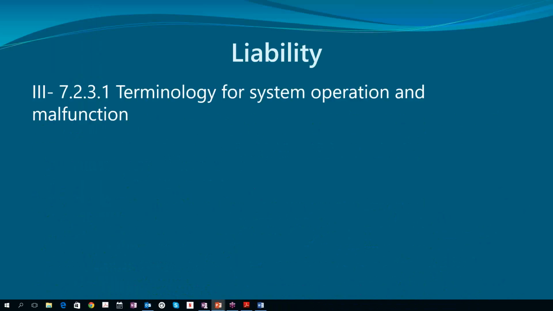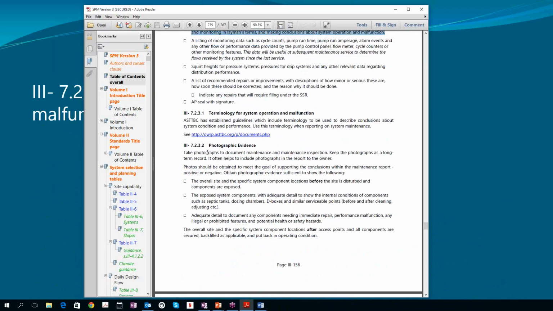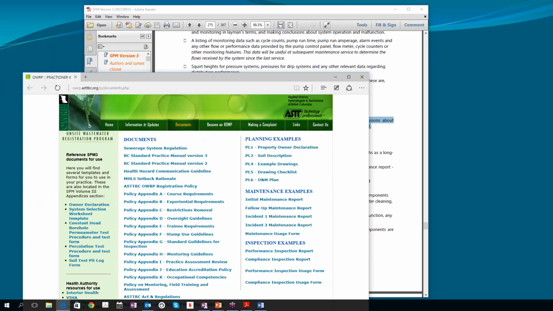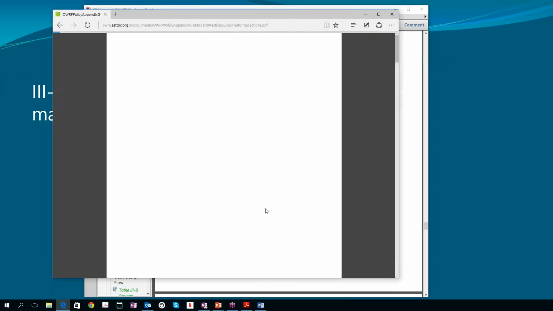Terminology, 7.2.3.1. 7.2.3.1 in the guidelines says that within our reports of maintenance to the clients, we need to use the ASTTBC terminology for inspection. So we need to use that same terminology. Let's have a look at it. So back to here, and that would be in Appendix G in our policy, the standard guidelines for inspection, that everybody should be familiar with and have.